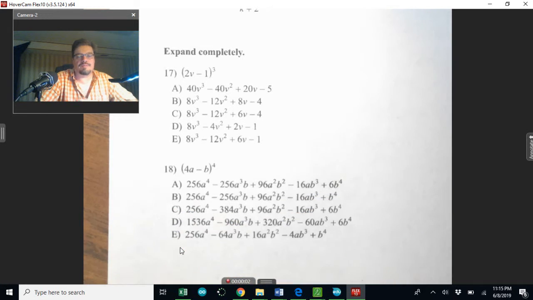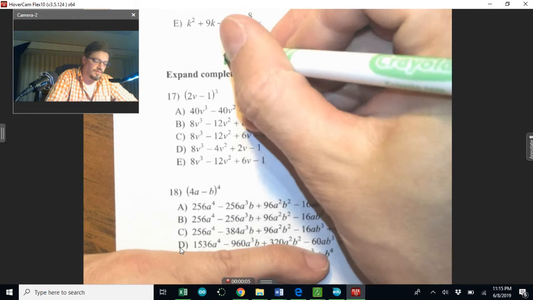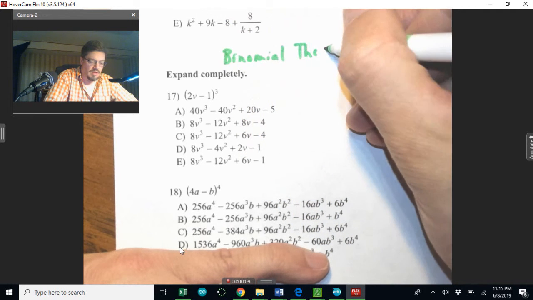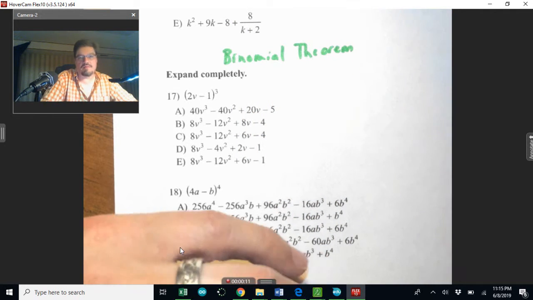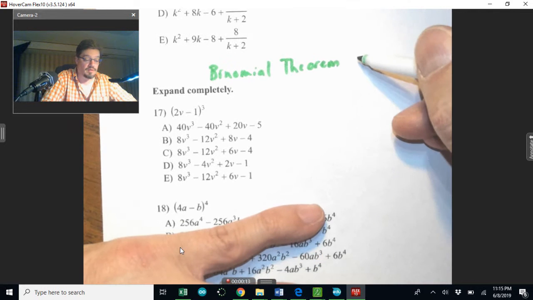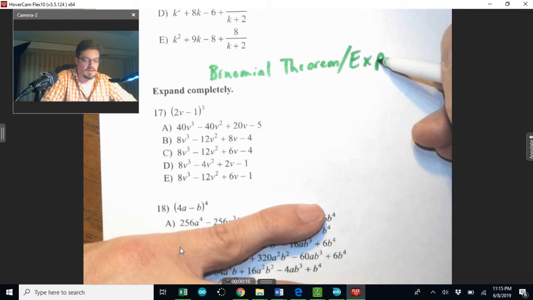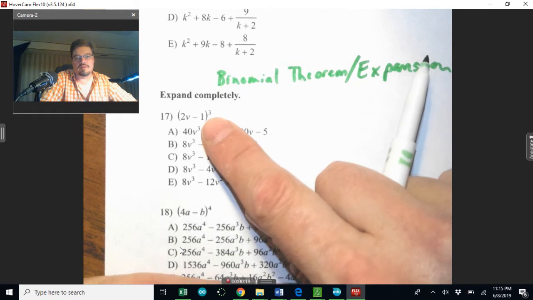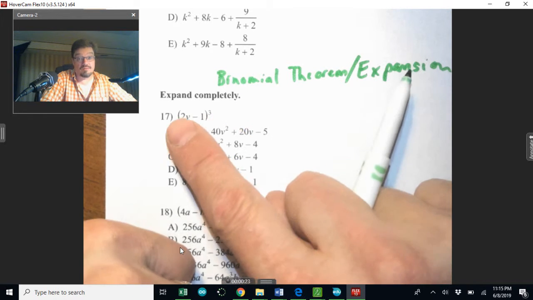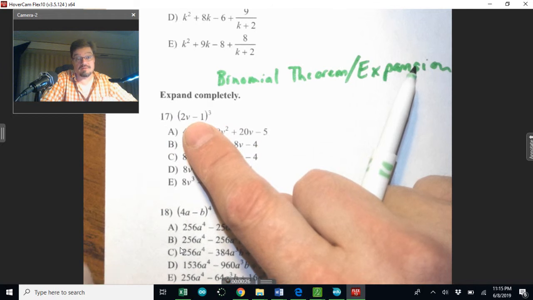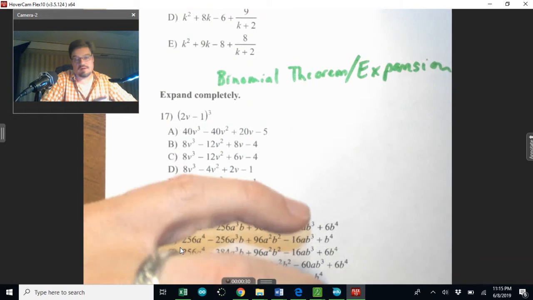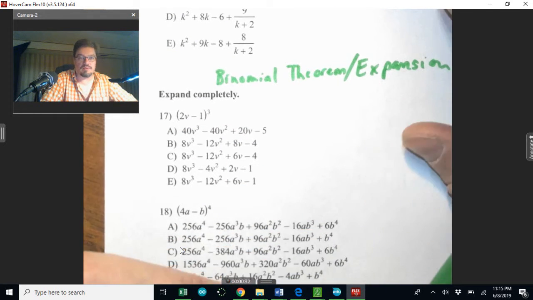All right, so here we're dealing with the binomial theorem. And the binomial theorem explains how you can do binomial expansion. In binomial expansion, it would be super annoying to have to multiply this out twice, right? So we'd have 2v minus 1 times 2v minus 1, get that, then do 2v minus 1 again. There's got to be a better way, and that's exactly what the binomial theorem does.